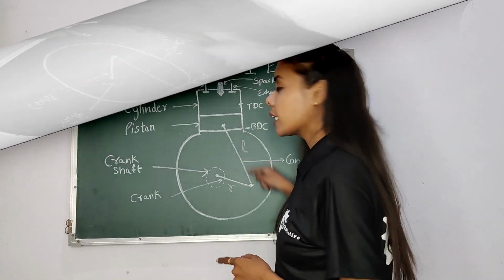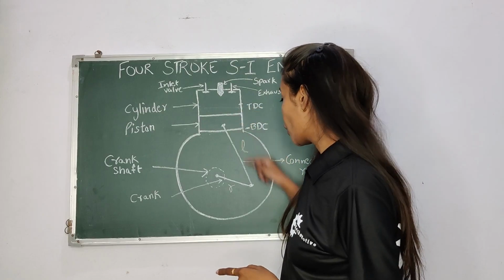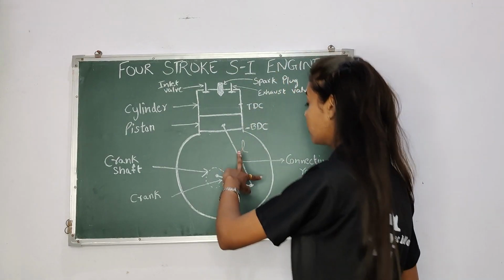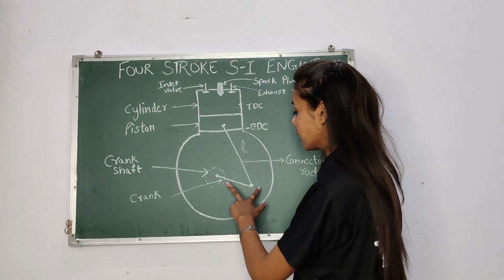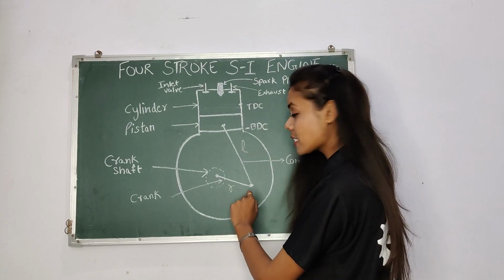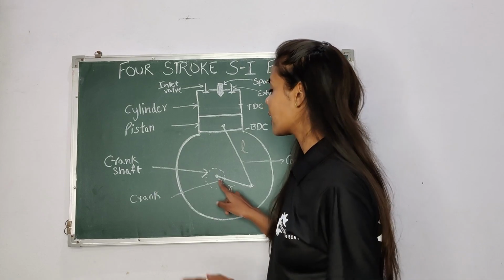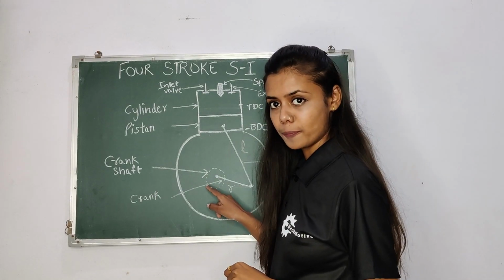This is the connecting rod which connects the piston to the crank, and the length of the connecting rod is L, and the radius of the crank is R, and the crank is connected to the crankshaft.